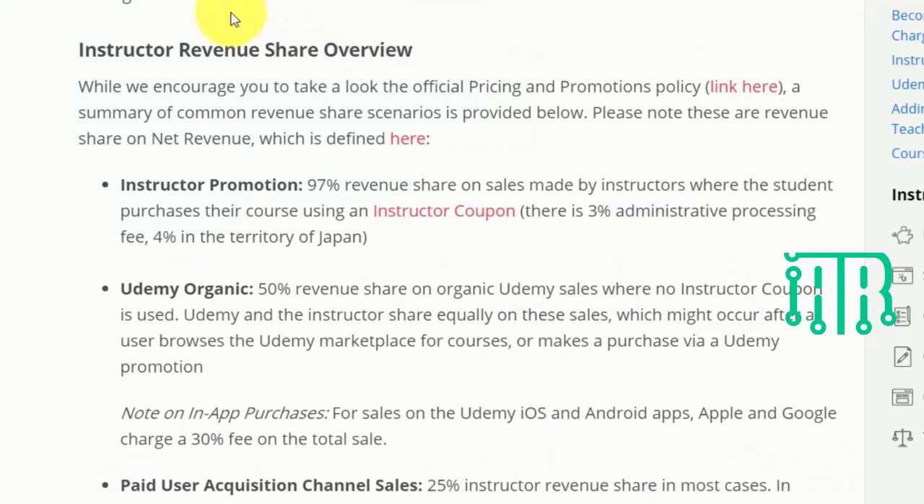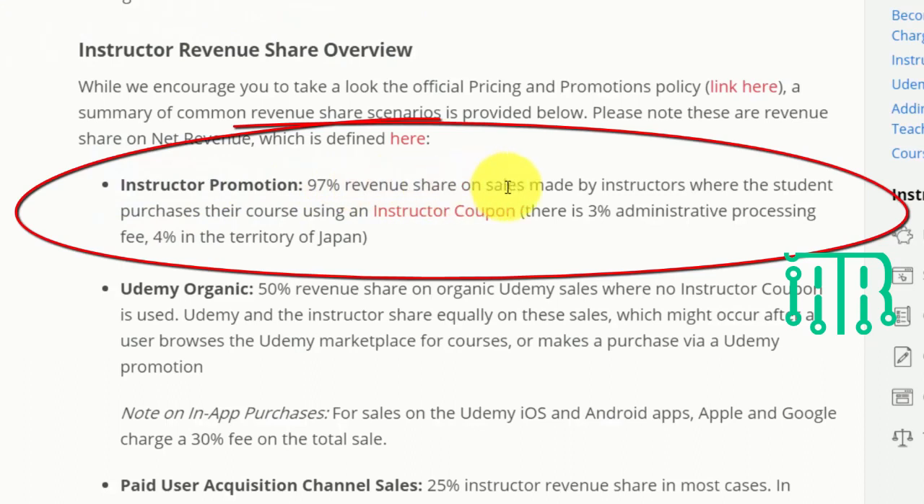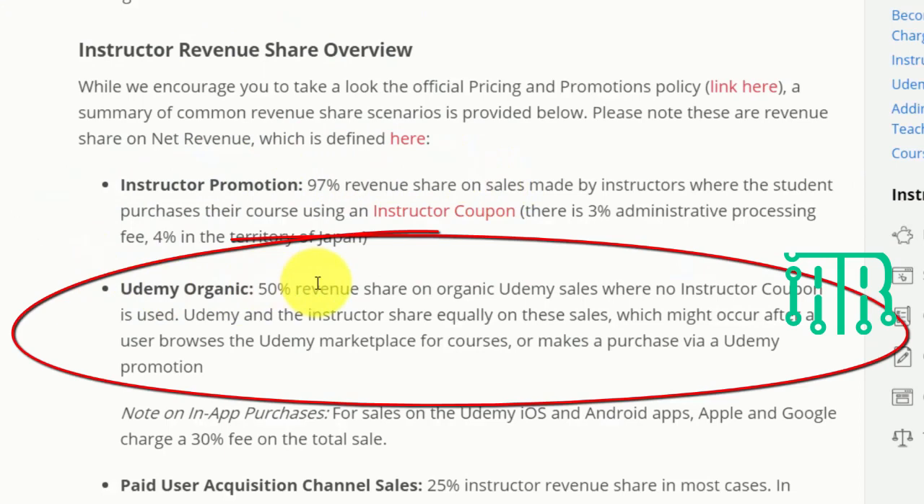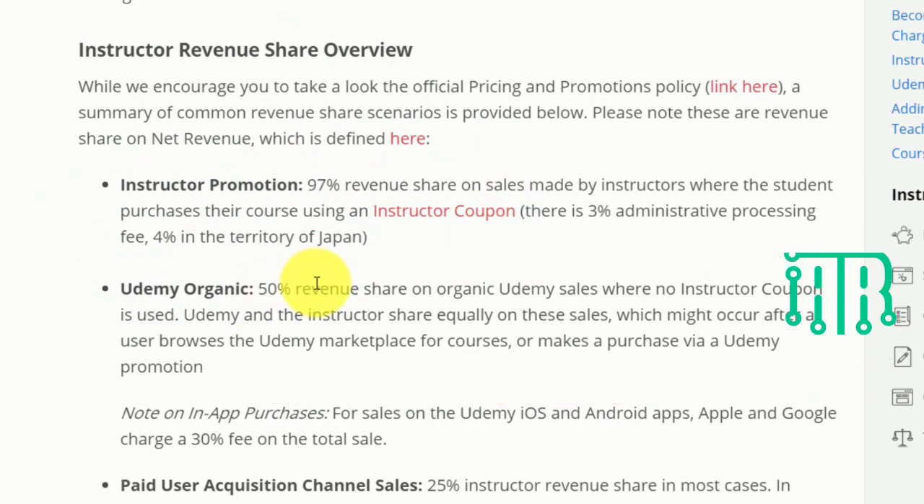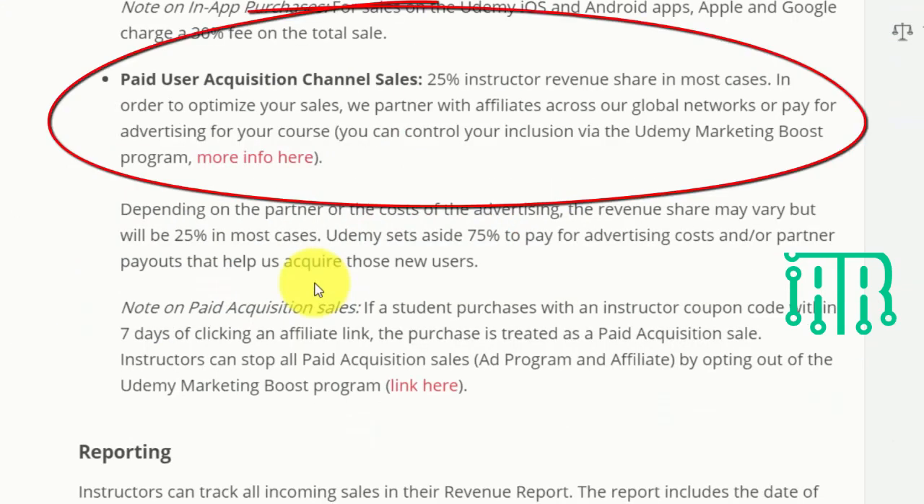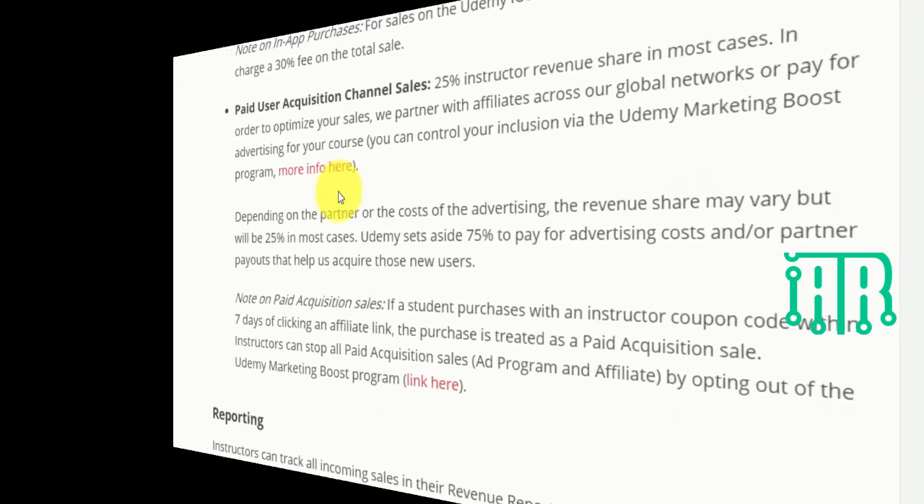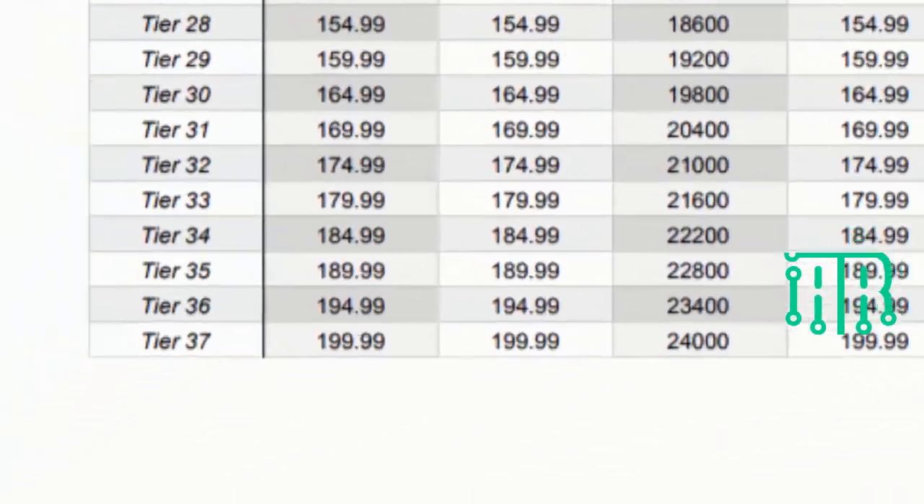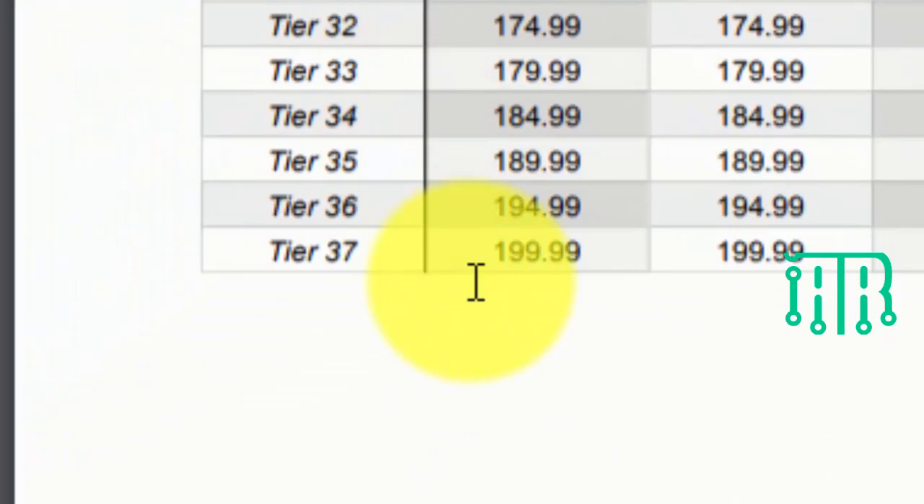If you look at the instructor's revenue share, instructors are paid 97% of revenues that they generate from traffic they bring, 50% of the revenues from traffic that Udemy brings, and 25% of the revenue that affiliates bring. Instructors can set their price at free all the way up to $200.